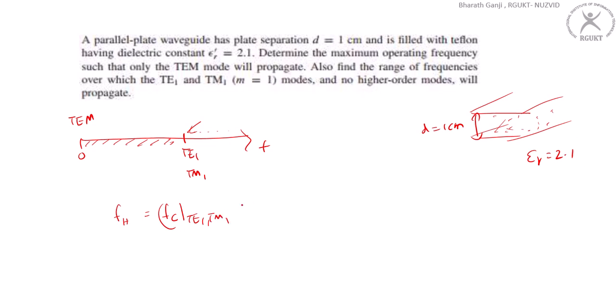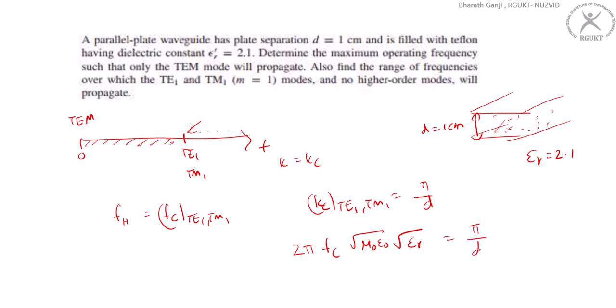For these modes, the cutoff wave number kc is m pi by d. Here the m value is 1, so it is simply pi by d. When k is exactly equal to kc, that is your cutoff frequency. So if I write the cutoff frequency, 2 pi fc times, because there is a dielectric medium now, you should be careful, because you now have square root of mu naught epsilon naught, and also the square root of mu r, which is 1, but there is epsilon r, is equal to pi divided by d.